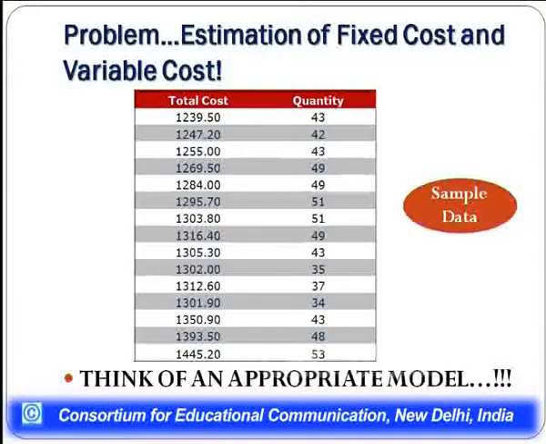We have a problem: estimation of a fixed cost and a variable cost. The total cost is on the left hand side and the quantity is on the right hand side. This is our sample data which we have to interpret. As you can see, when the quantity is 43, the total cost is 1239. Similarly, when the quantity is 51, the total cost is 1303. So we have to think about this problem, estimation of a fixed cost and a variable cost. The sample data is in front of you. How do we do it?